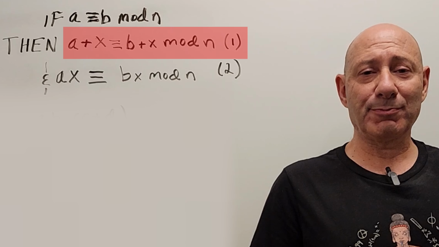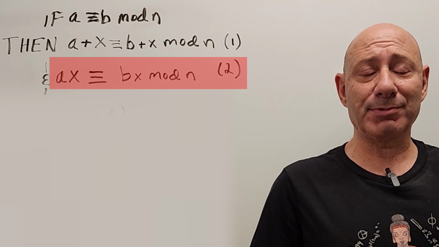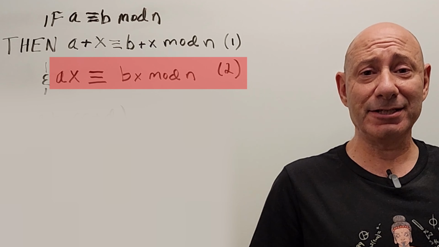The idea that congruent numbers are interchangeable. That's the concept that we're going to be using to solve our problem. So let's see why it's true. Now the basic idea behind this concept is these 2 rules. You can add the same integer to both sides of a congruency, and you can multiply 2 sides of a congruency by the same integer.